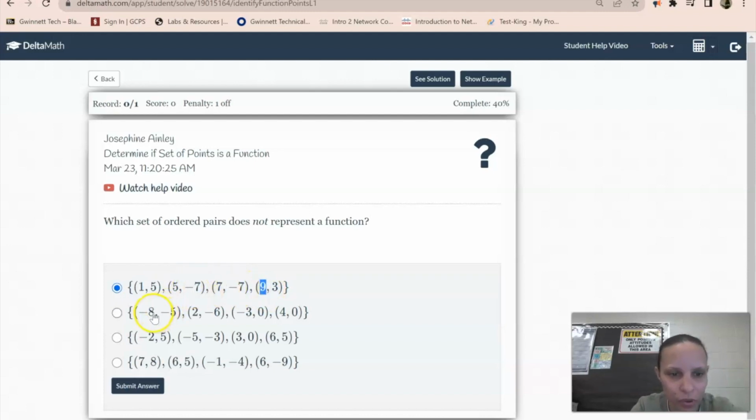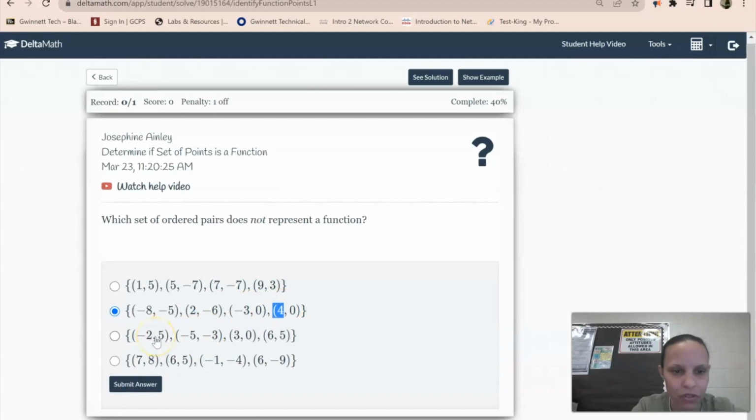So I'm looking for the one that repeats. -8, 2, -3, and 4. Does that repeat? No, that is a function. -2, -5, 3, and 6. Did that repeat?